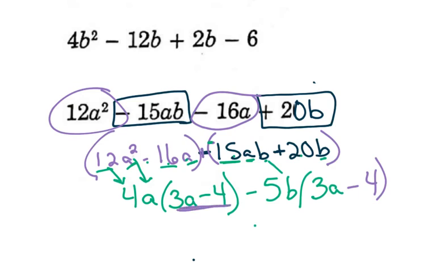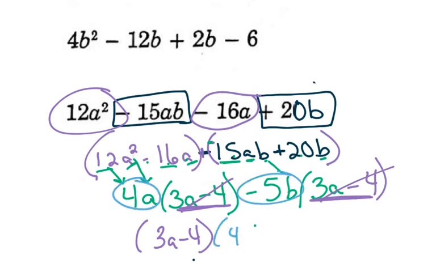Now looky here, these two terms are the same, so you write that, 3a minus 4. You're done with that. What's left? We've got a 4a and a minus 5b. That goes in another parenthesis, and you just factored using factor by grouping.